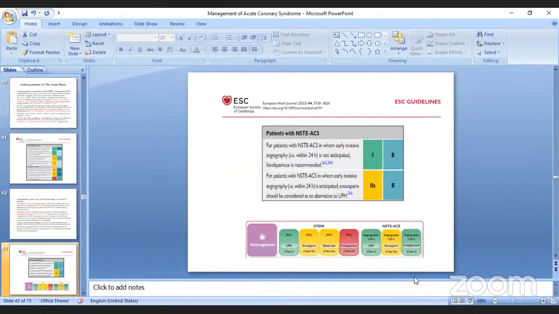So this is the anticoagulation strategy in patients with NSTEMI and STEMI. In case of STEMI, enoxaparin should be considered over unfractionated heparin, even though unfractionated heparin is recommended. Fondaparinux is not recommended. And in case of non-ST elevation, if it is within 24 hours, it's either enoxaparin or unfractionated heparin. And more than 24 hours, fondaparinux is recommended.